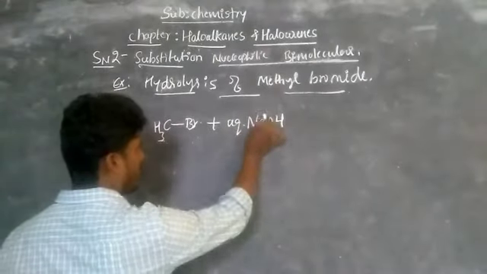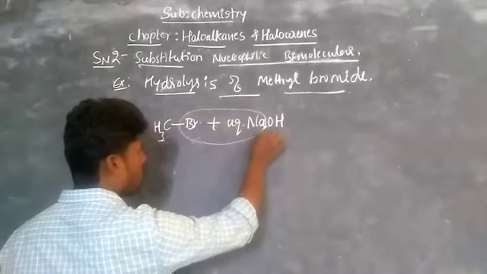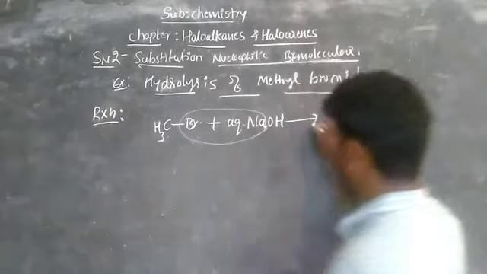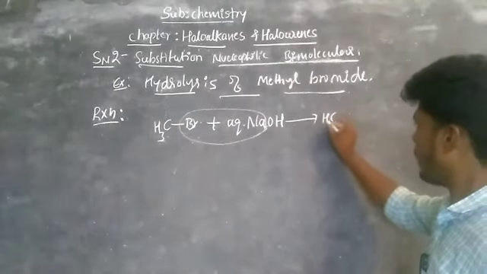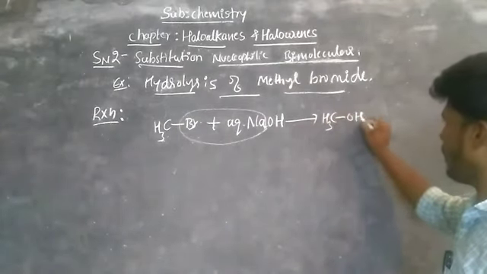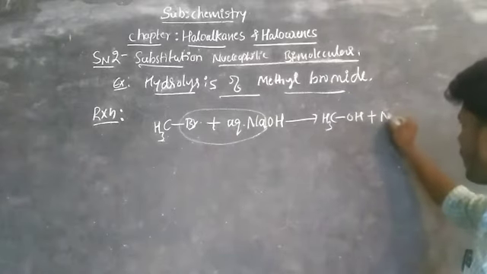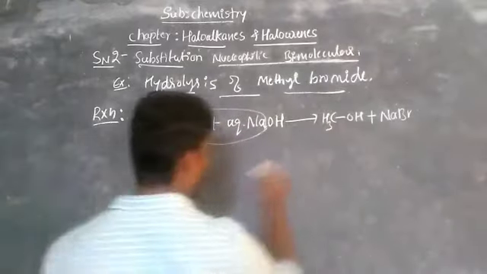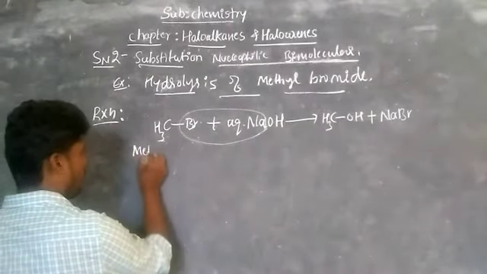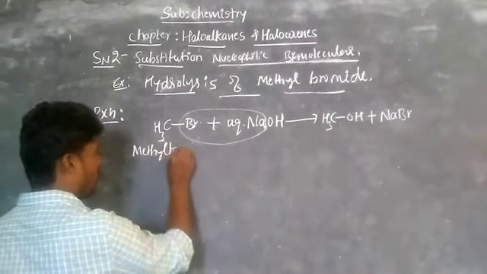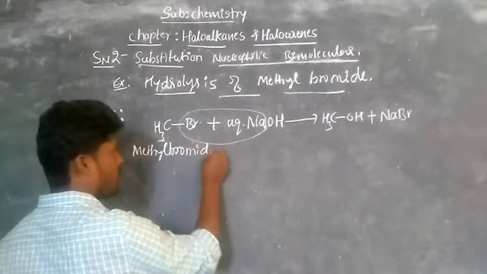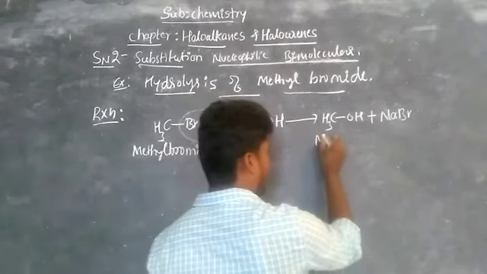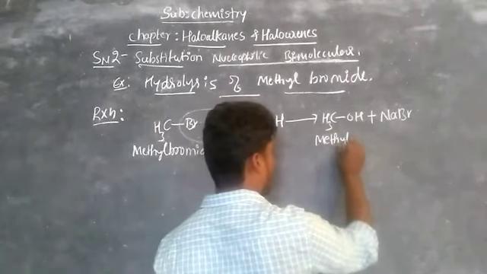Here the Na and Br becomes NaBr, and CH3 and OH becomes NaOH. That is CH3 bond OH plus NaBr. What you get from methyl bromide to methanol? Methyl bromide reacts with NaOH, sodium hydroxide, aqueous, to get methyl alcohol, or we call methanol.